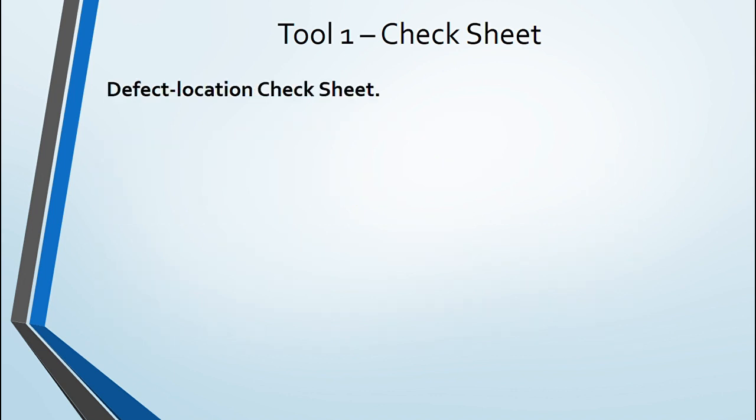Coming now to a very interesting check sheet, the defect location check sheet. This check sheet is used most generally when you want to know the location of defects being observed on a component or item under check. It is mostly used at visual inspection. Let's see it through an example and understand.